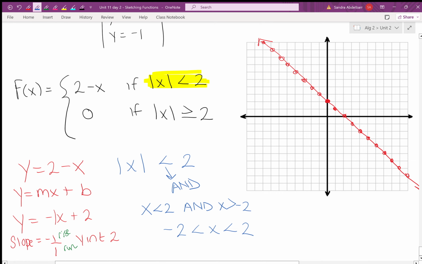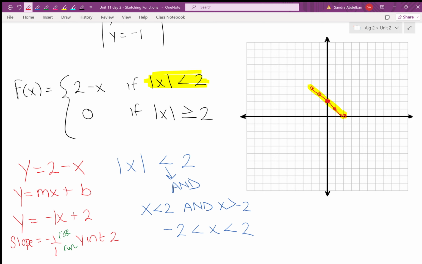All right, so now I need to be between negative 2, which is right here, and positive 2, which is right here. So anything that's not between negative 2 and positive 2, which is that yellow highlighted area, what must I do to it? Erase it. Exactly. Erase. All right, so that's my first part of this. Are we ready for the second part of this?